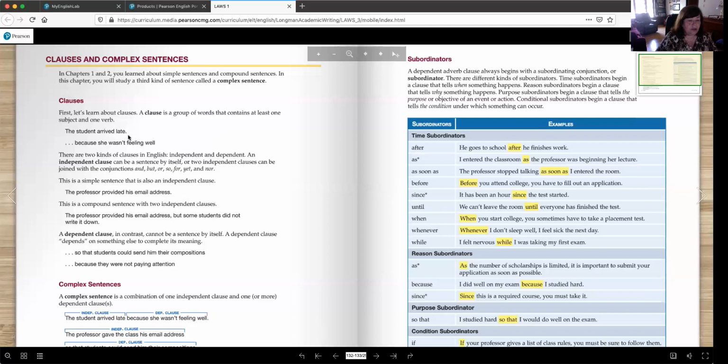These two can go together. The student arrived late because she wasn't feeling well. And in that case, we have what we call a complex sentence, but we're going to talk more about that. Okay.